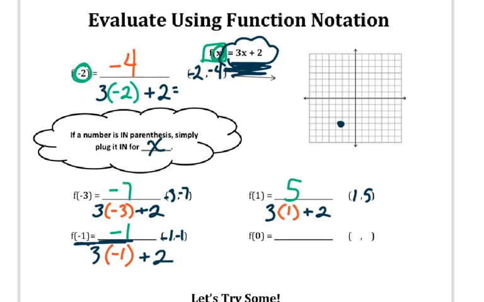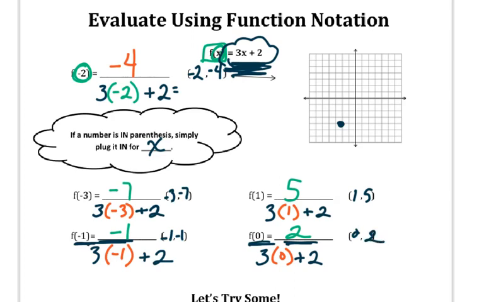Next, when x is 0, so 3 comes from the equation, I'm plugging in a 0 plus 2. 3 times 0 is 0. 0 plus 2 is 2. So then that creates the ordered pair when x is 0, y is 2.